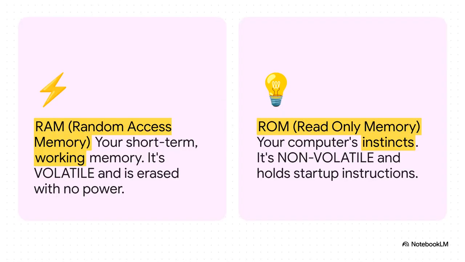Okay, so RAM, or random access memory, is like your brain's short-term, working memory. It's where the computer keeps all the apps and files you have open right now. But, and this is key, it's volatile. The second you turn the power off, poof, everything in RAM is gone. ROM, on the other hand, read-only memory, that's more like the computer's basic instincts. It holds the permanent, unchangeable instructions it needs just to wake up and start running. It's non-volatile, so it remembers even with the power off.